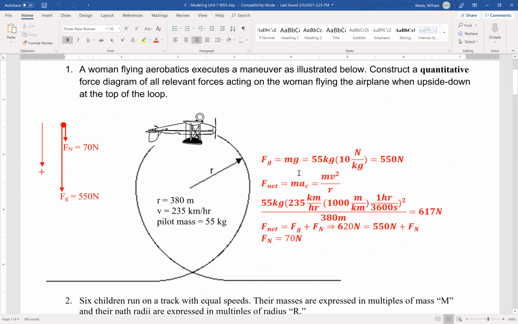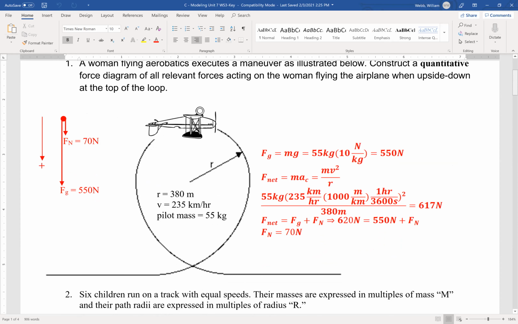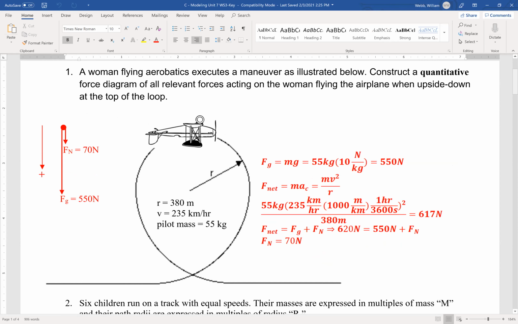So worksheet 3, we're just gonna look at problem 1 together. This would also be like a roller coaster kind of a question. It says a woman flying aerobatics executes a maneuver as illustrated below. Construct a quantitative force diagram, meaning put numbers on it, not just letters, of all the relevant forces acting on the woman flying the airplane when upside down at the top of the loop.